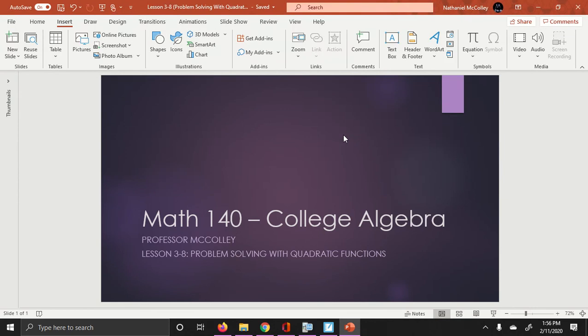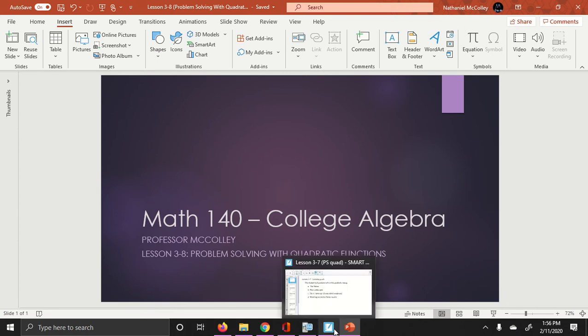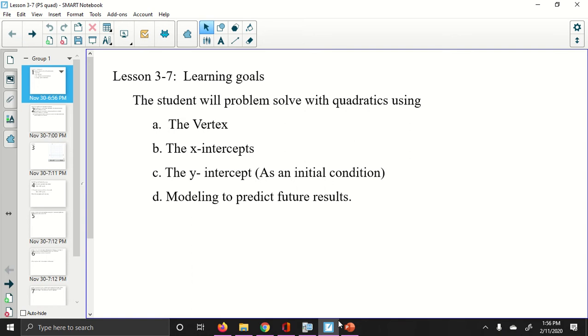Okay, good day. This is Math 140 College Algebra. I am Professor McCulley, and this is lesson number 3.8, problem solving with quadratic functions. Let's get right to it. Today we are going to talk about using quadratics to solve some problems.